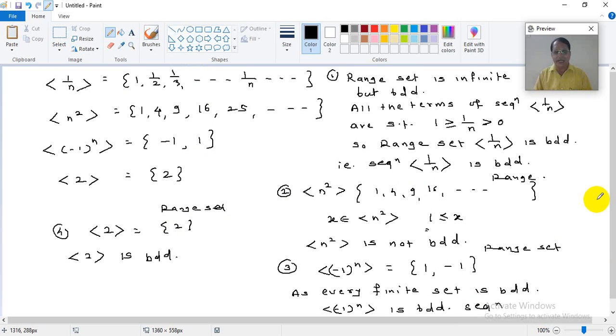Finite set is bounded, that is obvious, but that doesn't mean when the set is not finite it is not bounded, right? Here also, now see this set: 1, 1/2, 1/3, 1/n and so on.